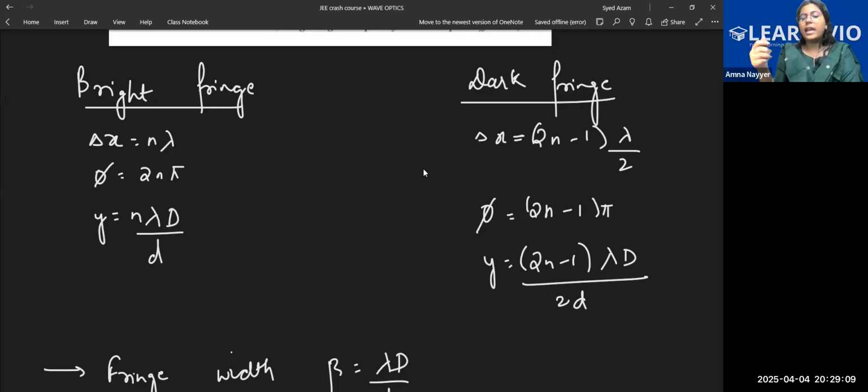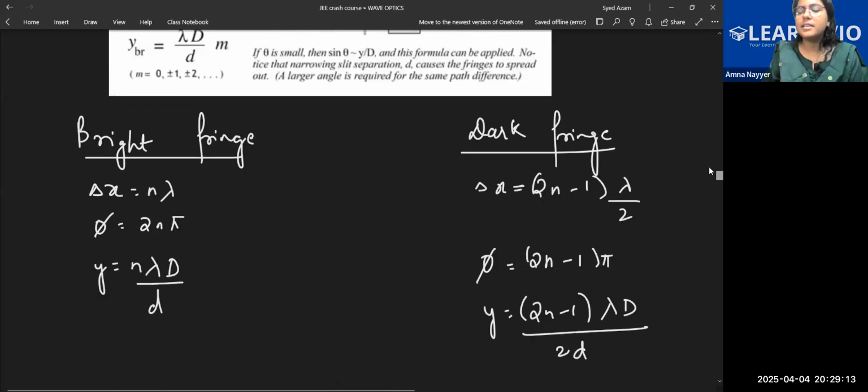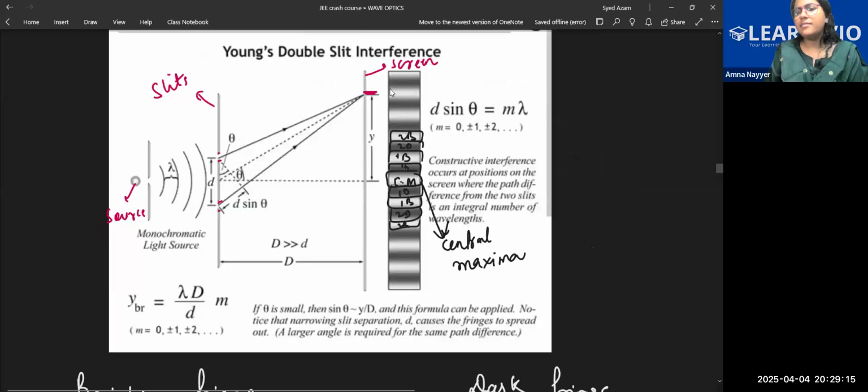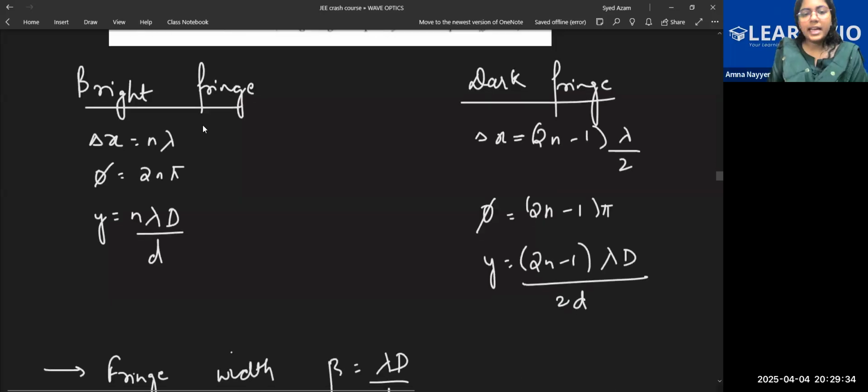Now y is equal to n lambda D by d. What is this y? Y means the separation from the central maxima. Like if I obtain a fringe here and I want the entire detail about this fringe, let's say this is the bright fringe, the separation of this bright fringe from the central maxima is termed as y. So I'm writing down the meaning of the variables. Delta x is the path difference.